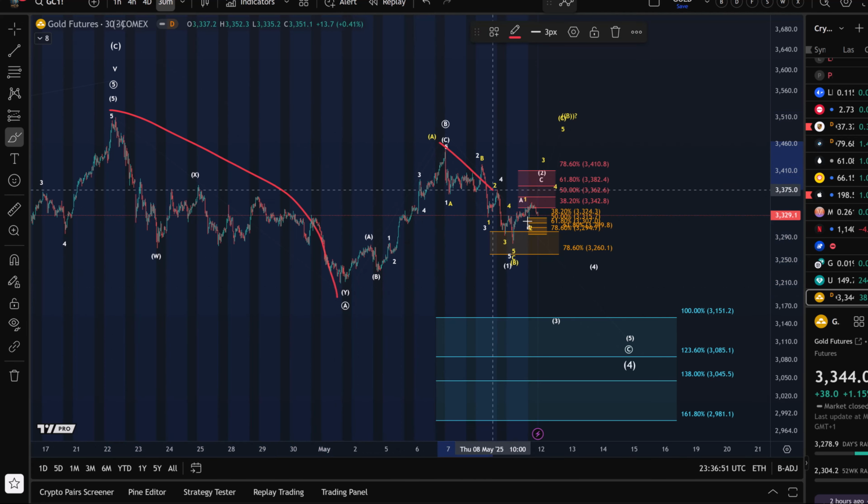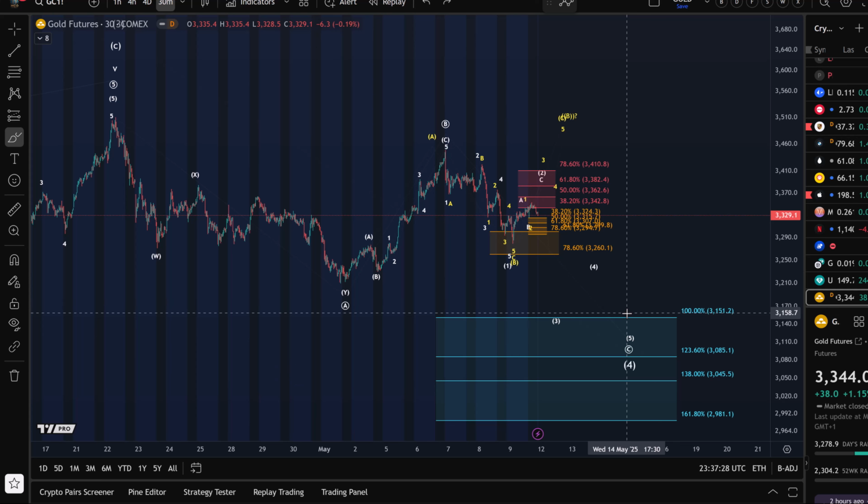$3,141, $3,151, or lower. That's the 100% extension. A C wave can be a bit longer than the A wave. So 3,085, 3,045, and 2,981 would be the next targets to the downside if we really get that follow through to the downside in the following week.